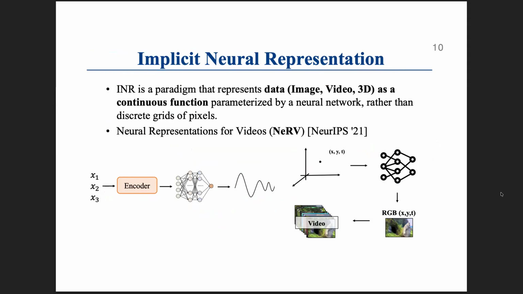To do this, we use implicit neural representations, or INRs. INR is a paradigm that represents data as a continuous function parameterized by a neural network.